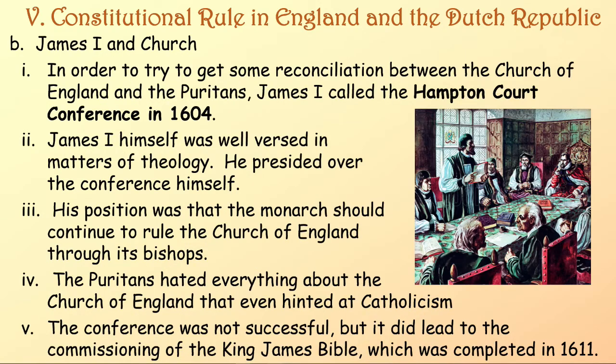In order to try to get some kind of reconciliation between the Church of England and the Puritans, James I called the Hampton Court Conference in 1604. And James I himself was well versed in matters of theology, and he presided over the conference himself. And his position was that the monarch should continue to rule the Church of England through its bishops. Well, the Puritans hated everything about the Church of England that even hinted at Catholicism. And so the conference was not successful, but it did lead to the commissioning of the King James Bible, which was completed in 1611.